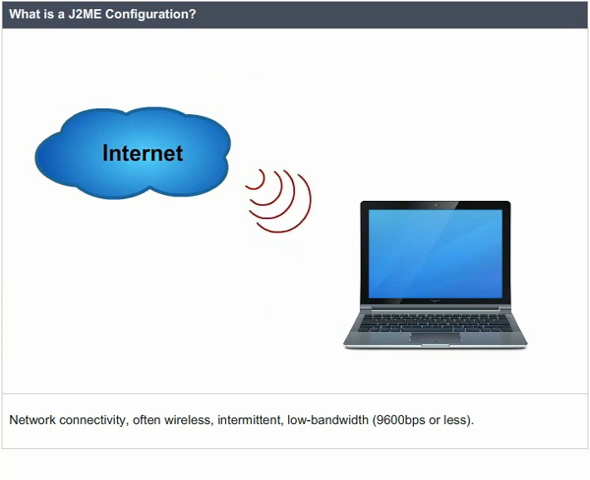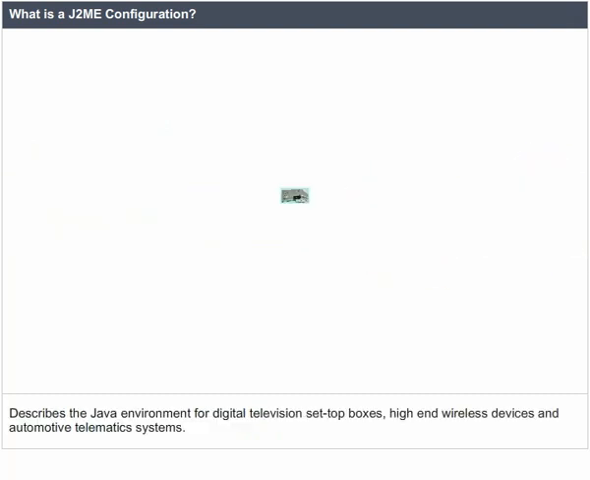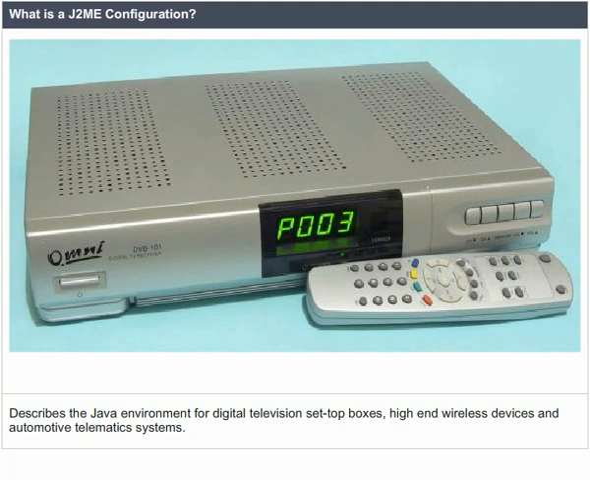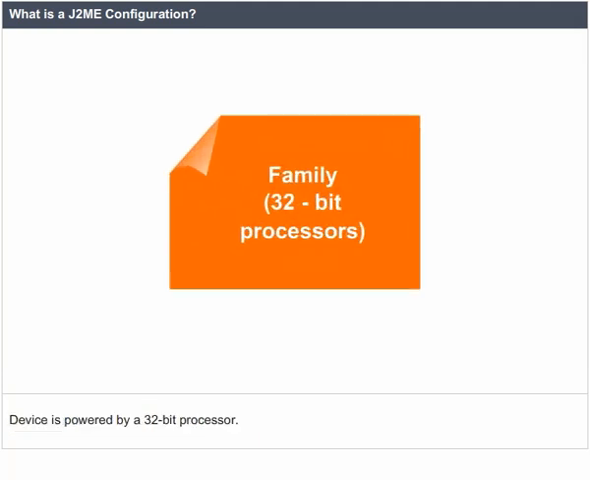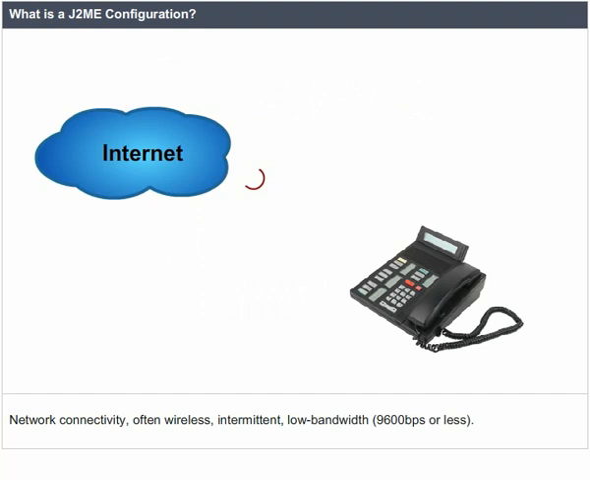J2ME Connected Device Configuration (CDC) describes the Java environment for digital television set-top boxes, high-end wireless devices, and automotive telematics systems. Device is powered by a 32-bit processor. 2 MB or more of total memory available for Java. Network connectivity often wireless, intermittent, low bandwidth, 9600 bps or less.